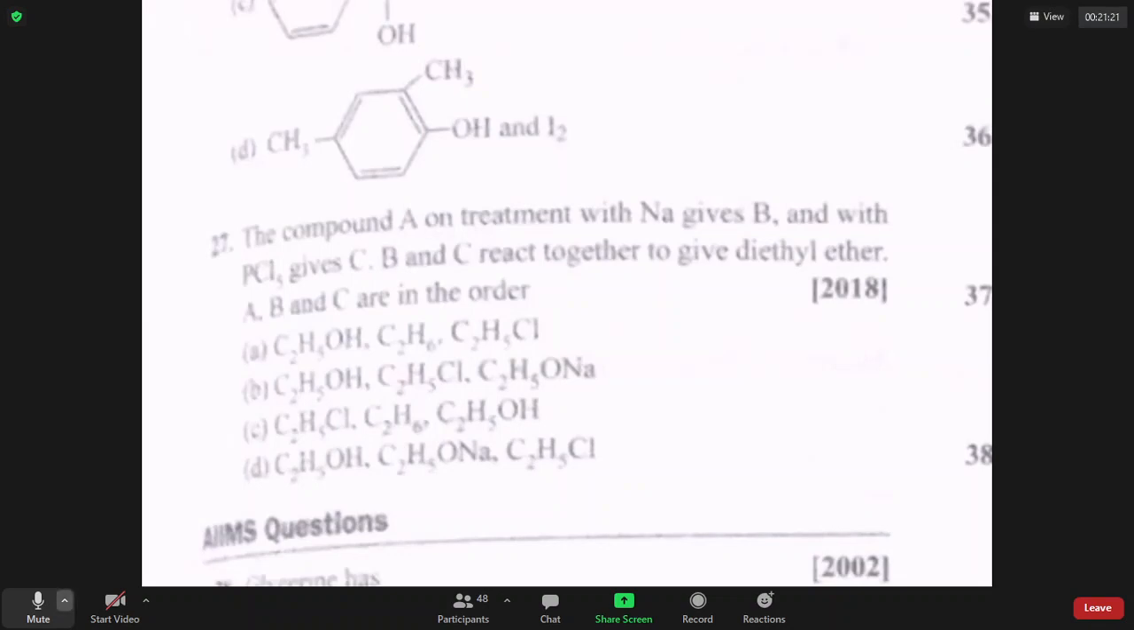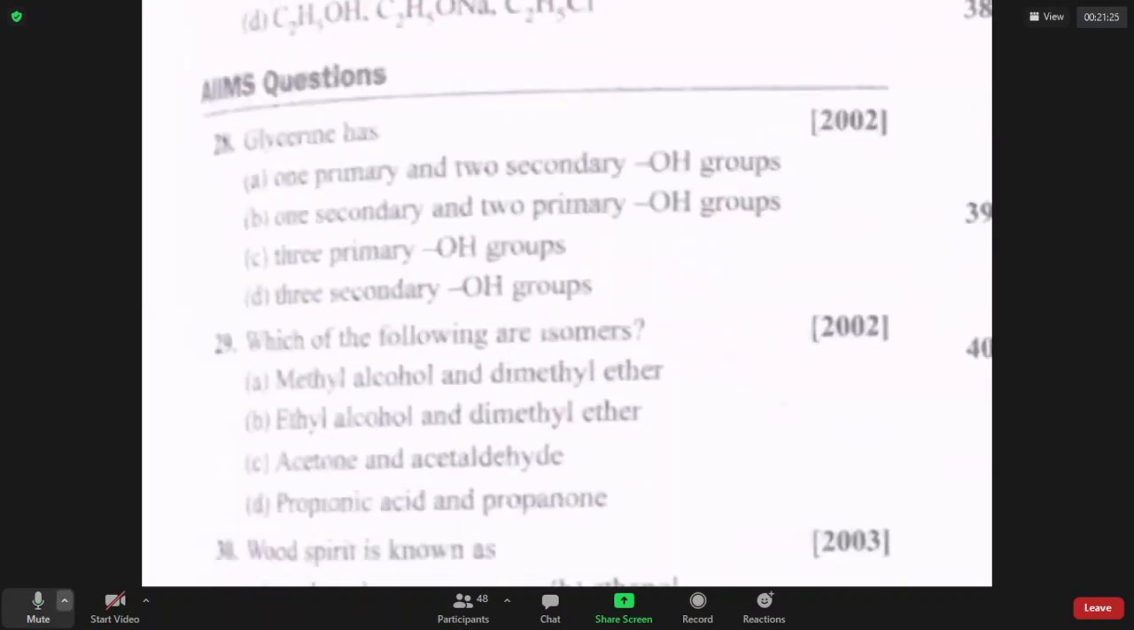Any doubt, sir? Hello? Now let us go to AIIMS questions on the same topic. What questions appeared in All India Institute of Medical Sciences tests?